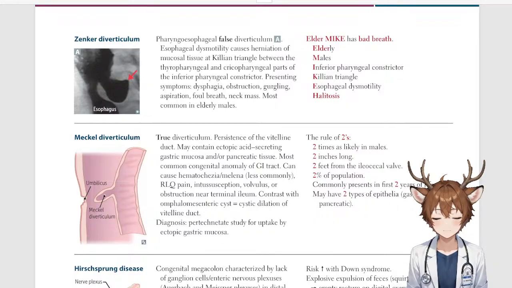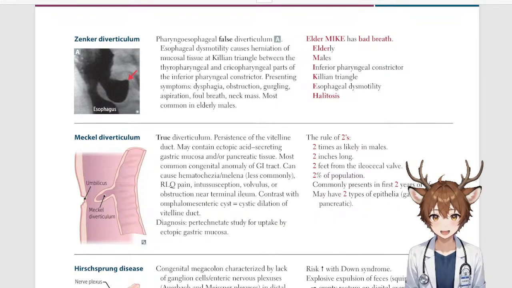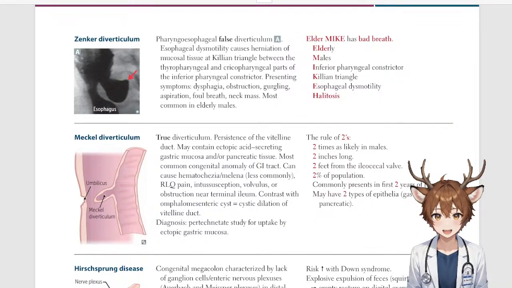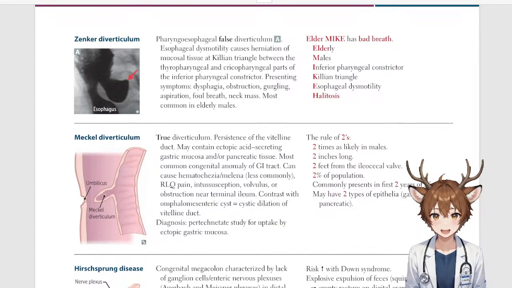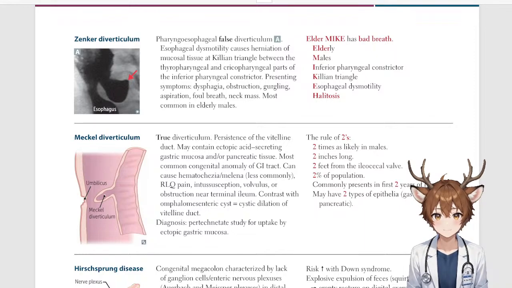And you can see a little picture of that. Your book has a mnemonic that says Elder Mike has bad breath: elderly males, inferior pharyngeal constrictor, Killian triangle, esophageal dysmotility, and halitosis.